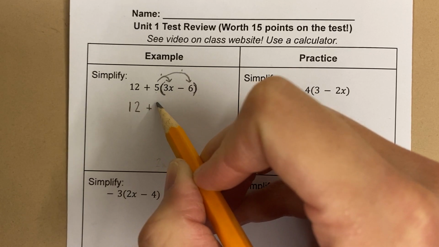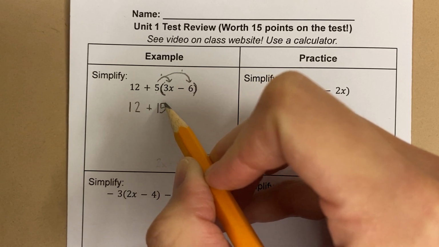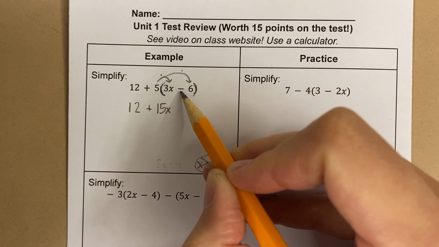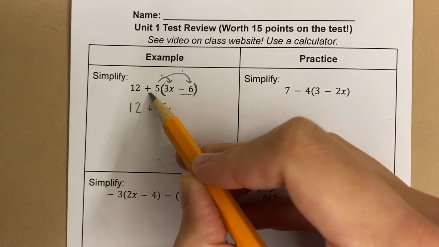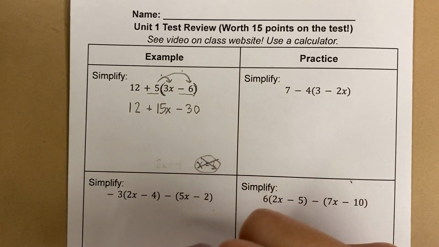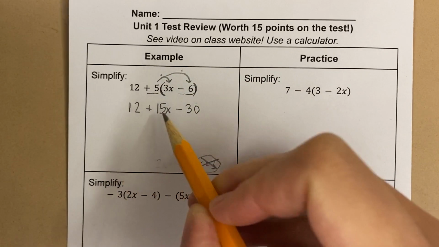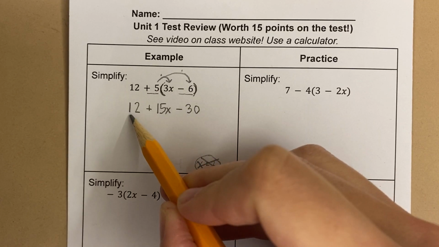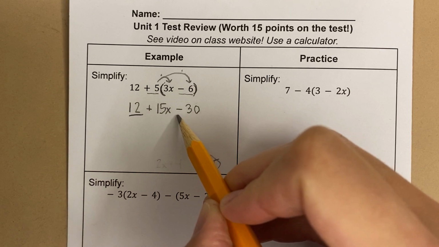5 times 3 is 15. Now, it's 5 times 3x, so that's 15x. Don't forget to write the x. And then 5 times negative 6, this is positive 5 times negative 6, that's negative 30. Now I ask myself, what are my like terms? This term has an x, this term does not, this term does not. So these terms without the x, those are like terms.